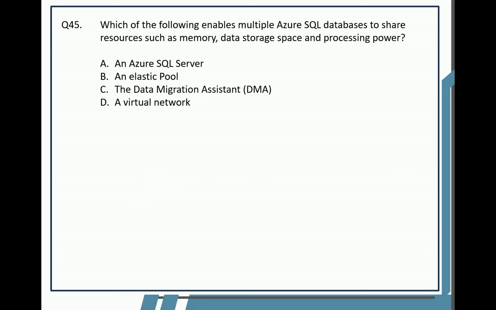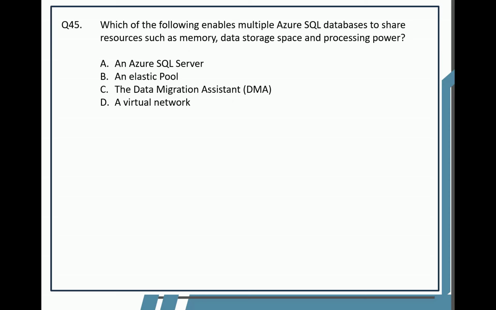Okay, the statement for question number 45 is which of the following enables multiple Azure SQL databases to share resources such as memory, data storage space, and processing power? Your options are an Azure SQL Server, an Elastic Pool, the Data Migration Assistant, a virtual network.